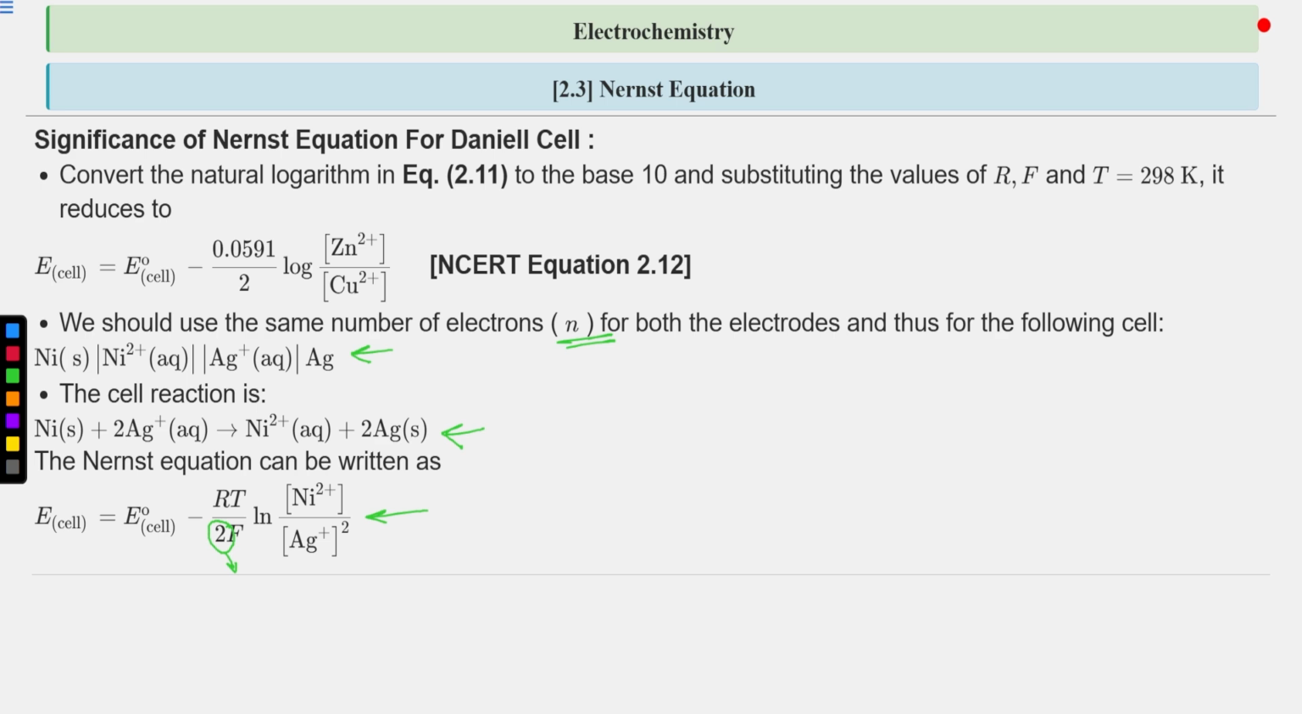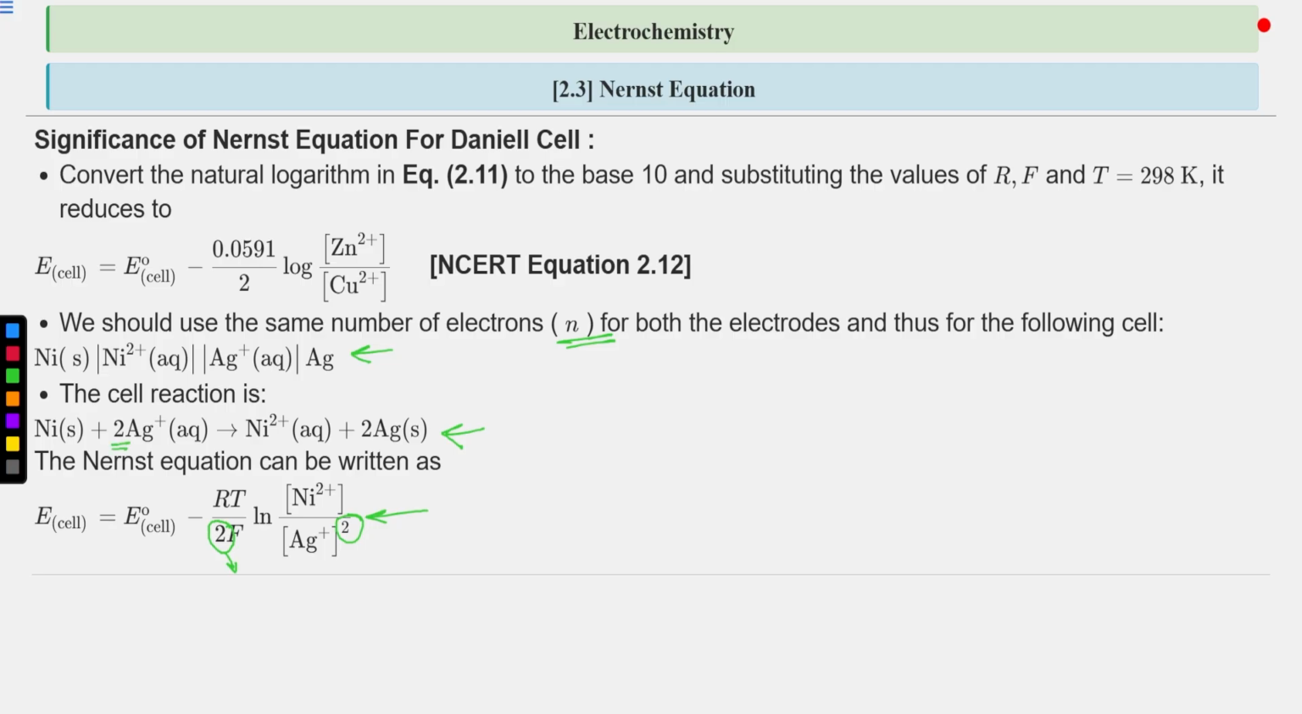So this is the Nernst equation for this given cell, where we have written the cell potential equals the standard potential of the cell minus RT by 2F ln nickel 2 plus upon Ag plus whole square. Why the square? Because the coefficient of silver in the reaction is 2.